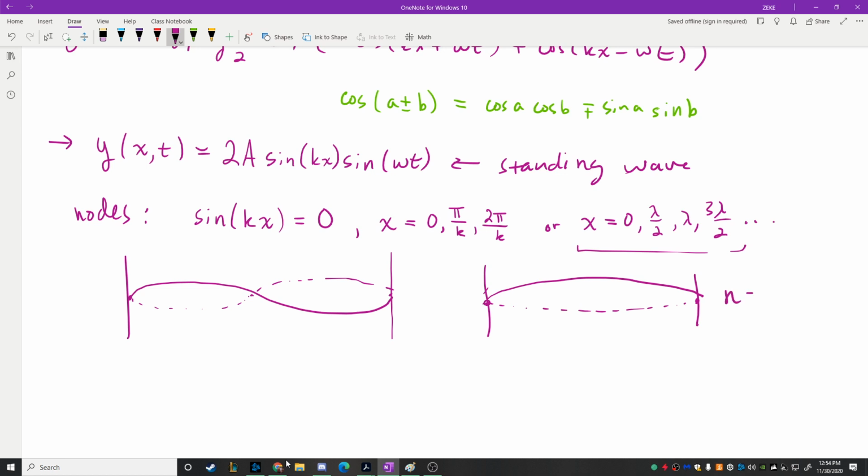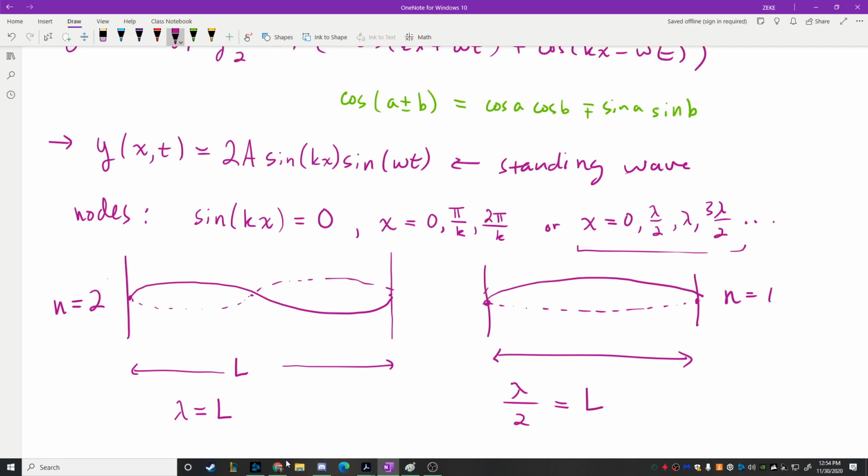We call this one n equal to 1. We call this one n equal to 2. And what we can say about it is that if this is the length of my string, in the case of n equal to 2, the wavelength is equal to the length of the string. In the case of n equal to 1, half of the wavelength, lambda over 2, is equal to the length of the string. Hopefully you all can see that. This is a full wave. This is a half wave.